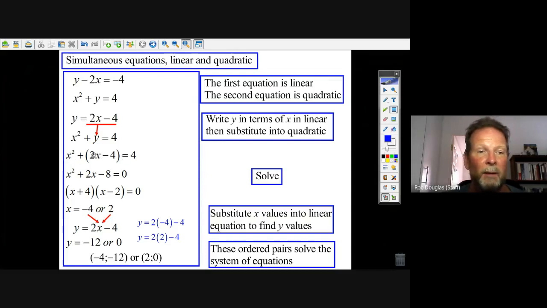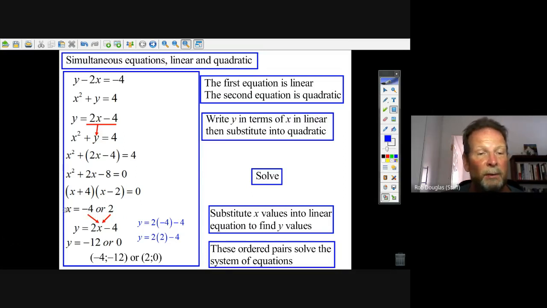So we have x squared plus 2x minus 4. We take away 4 from both sides. Minus 4 is minus 8. Then we factor this equation. We go 4 times minus 2 is minus 8. We get plus 4x and minus 2x, and that gives us the 2x. You can always use the quadratic formula if you get an equation you're having trouble factoring to get these two solutions, minus 4 and 2.